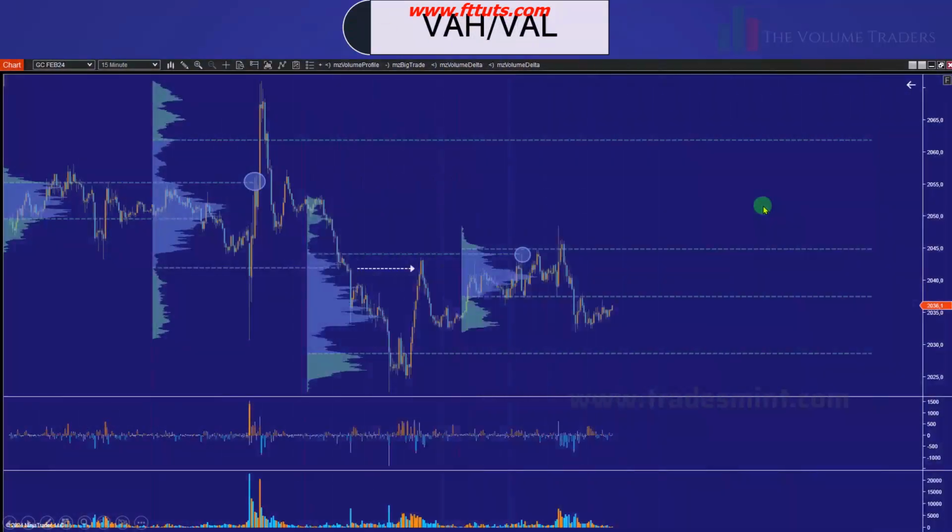Then we have value area high and value area low levels. So what is value area? In simple words, this is the area in the middle where the most buying and selling volume took place, and I have highlighted here in blue color the 68% trade area. This is my setting. I didn't change this because some traders use 70%.